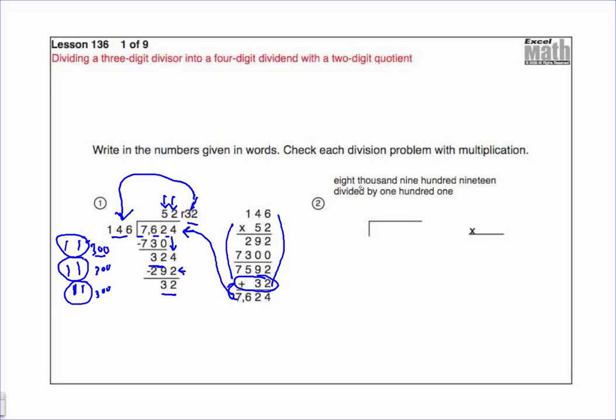All right, number 2, I want you to go ahead and try this one on your own. The problem is not on your page, but the numbers are written right here. So you're going to use this to figure out what the problem is. Write the problem on your paper and then solve it. Turn the video off, turn it back on when you're ready for the solution.